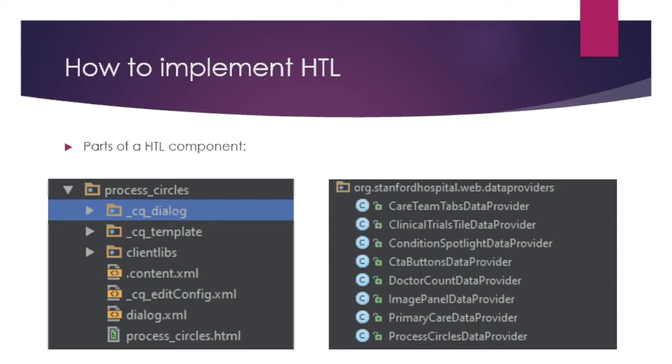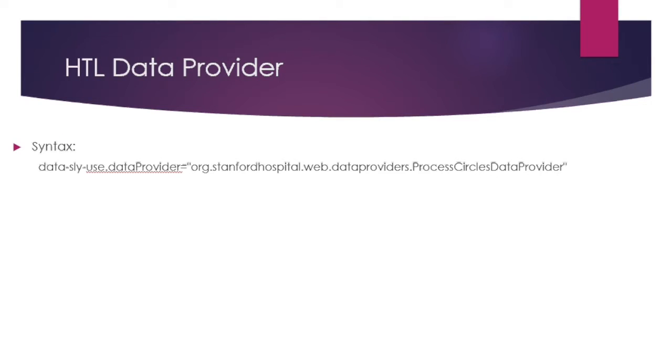Now let's go over how we link the HTL file, or should I say the HTML HTL file, with the data provider. The syntax is data-sly-use, and then you give it a name, data provider. In this case, yeah, really creative name, data provider, but you can actually name it whatever you want. All you need to know is you have to be consistent within the file about what you're going to call it from that point on. And right here is the path to the Java file. In my case, it was process circles data provider.